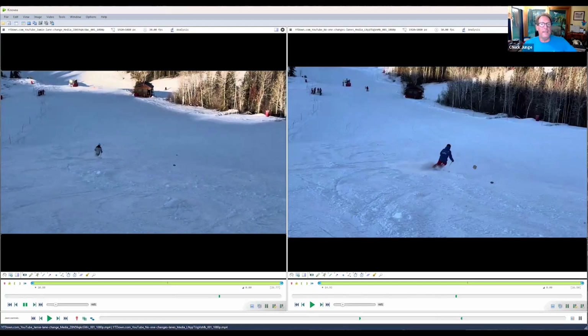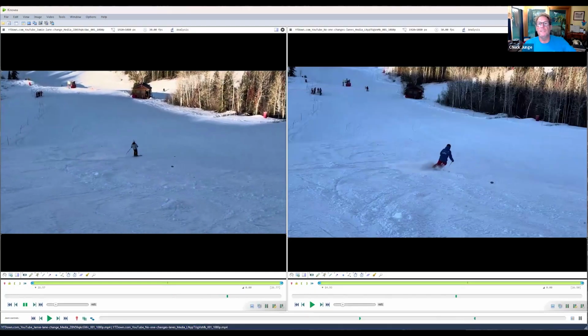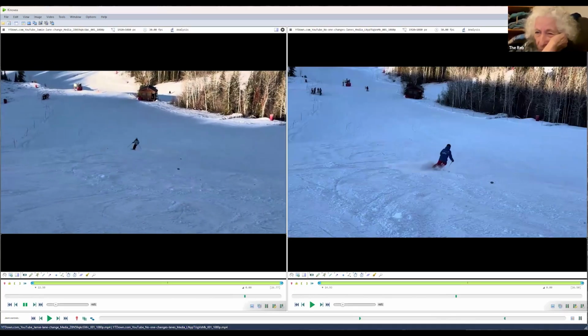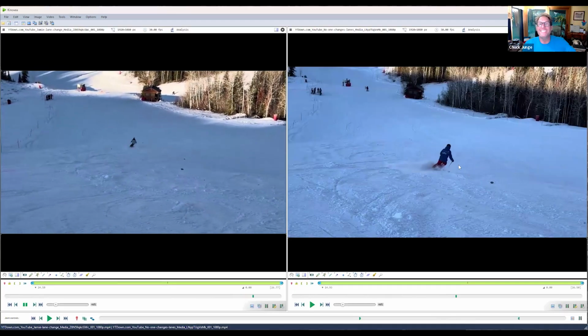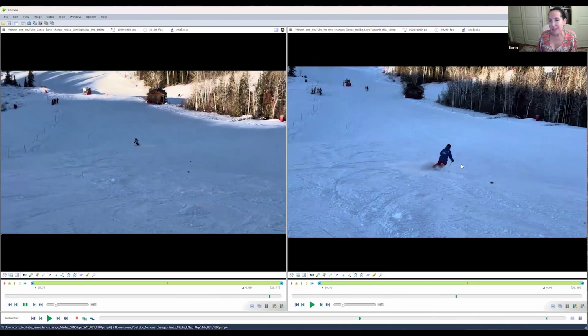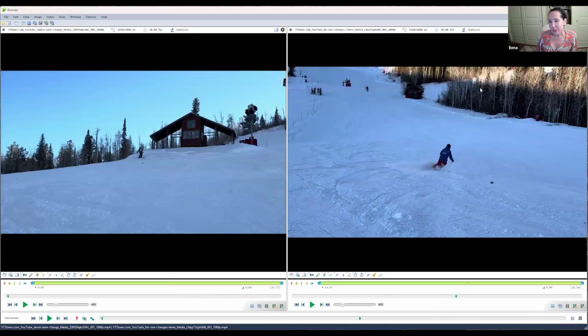All right. Hey, Alona. You want to talk about the skier on the right? Take a stab at it.